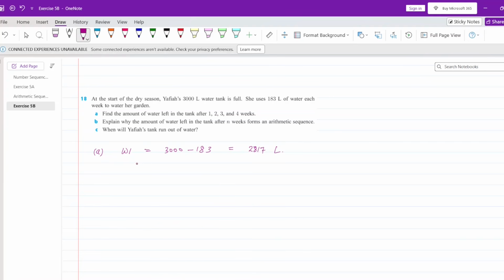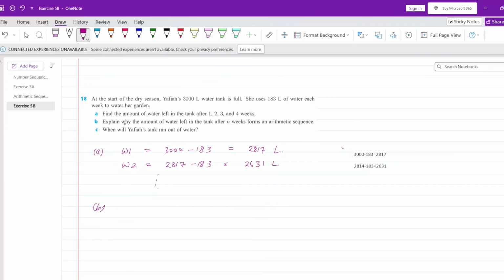2817 liters of water. After week 2, we'll be left with 2817 minus 183. That is going to be 2631 liters of water. And so on. The others are for you to do on your own.